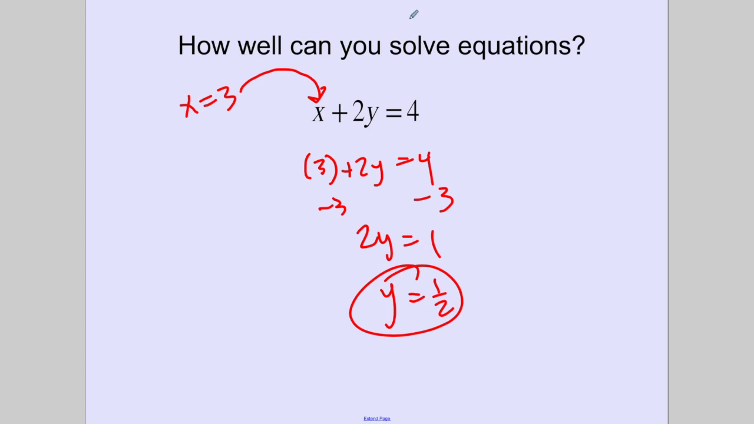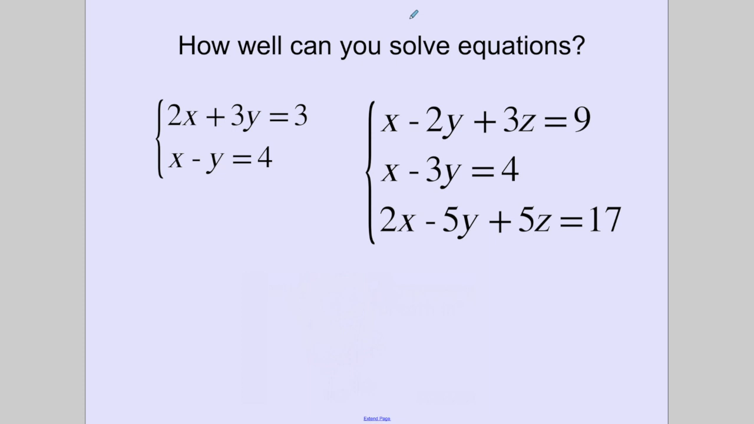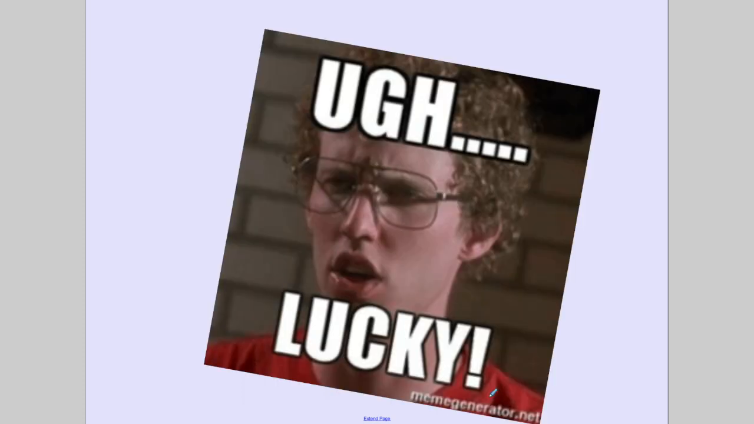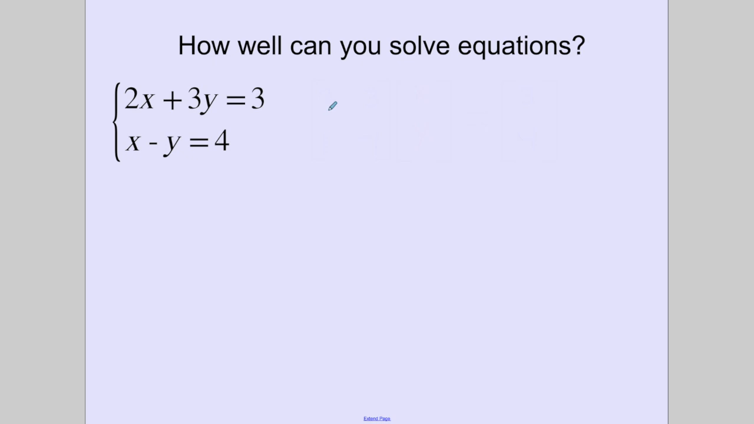Next. So now look at these guys. You see? Systems, your favorite. Look at all these variables and all these numbers. Luckily, we can solve these with matrices. So here we go. I'm going to turn this first system into a matrix. I'm going to first start with the coefficients, then the variables, then the answers.